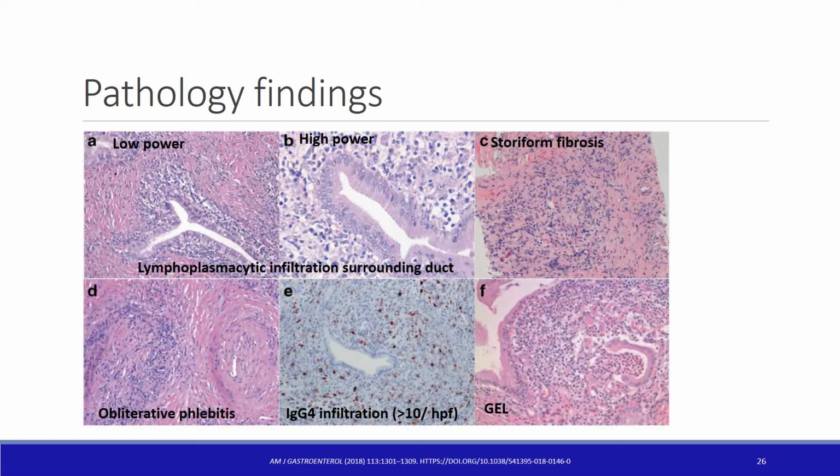This is a nice example of the pathology findings. Both A and B here show this lymphoplasmacytic infiltrate. C has the storiform fibrosis, obliterative phlebitis in D. The IgG4 infiltration is highlighted at E, and then there's the gel lastly in F.